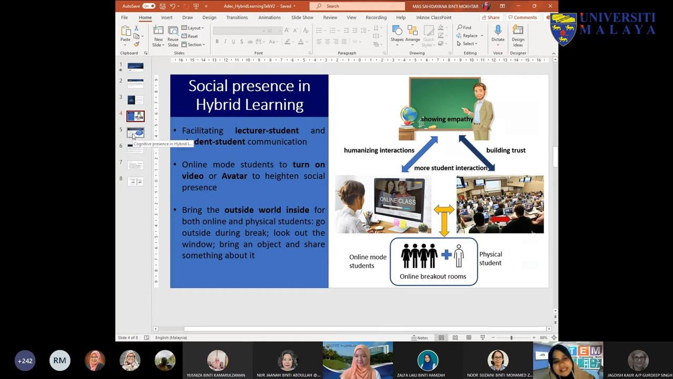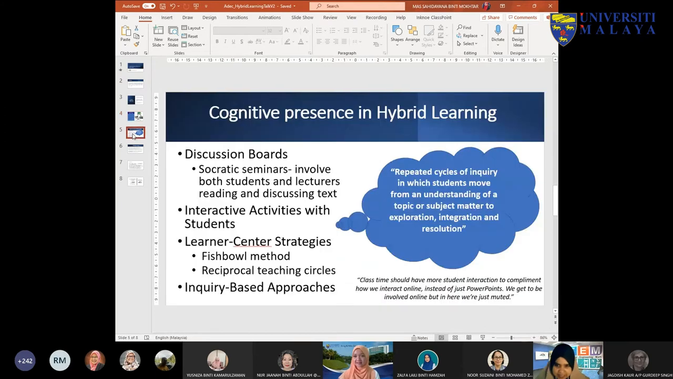Okay, never mind. The second one is cognitive presence. We have to remember that whenever we conduct hybrid learning, we need these three elements: social presence and cognitive presence, and this one includes the tips also. That's what I think came out from our experience when we did hybrid learning.